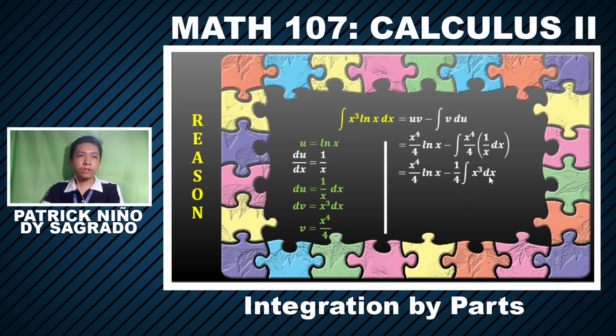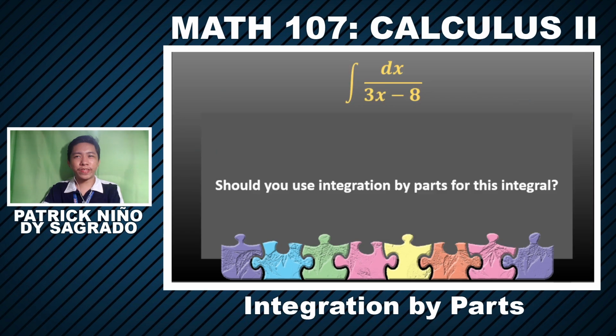Then we can now further do basic integration rules. With the following, we have x to the power of 4. Multiply that, we have x to the power of 4 over 4 ln x minus x to the power of 4 over 16 plus c, which is correct for everyone in the class. So let's try the fourth one for this activity. The integral of dx over 3x minus 8. Should you use integration by parts for this integral? Go.